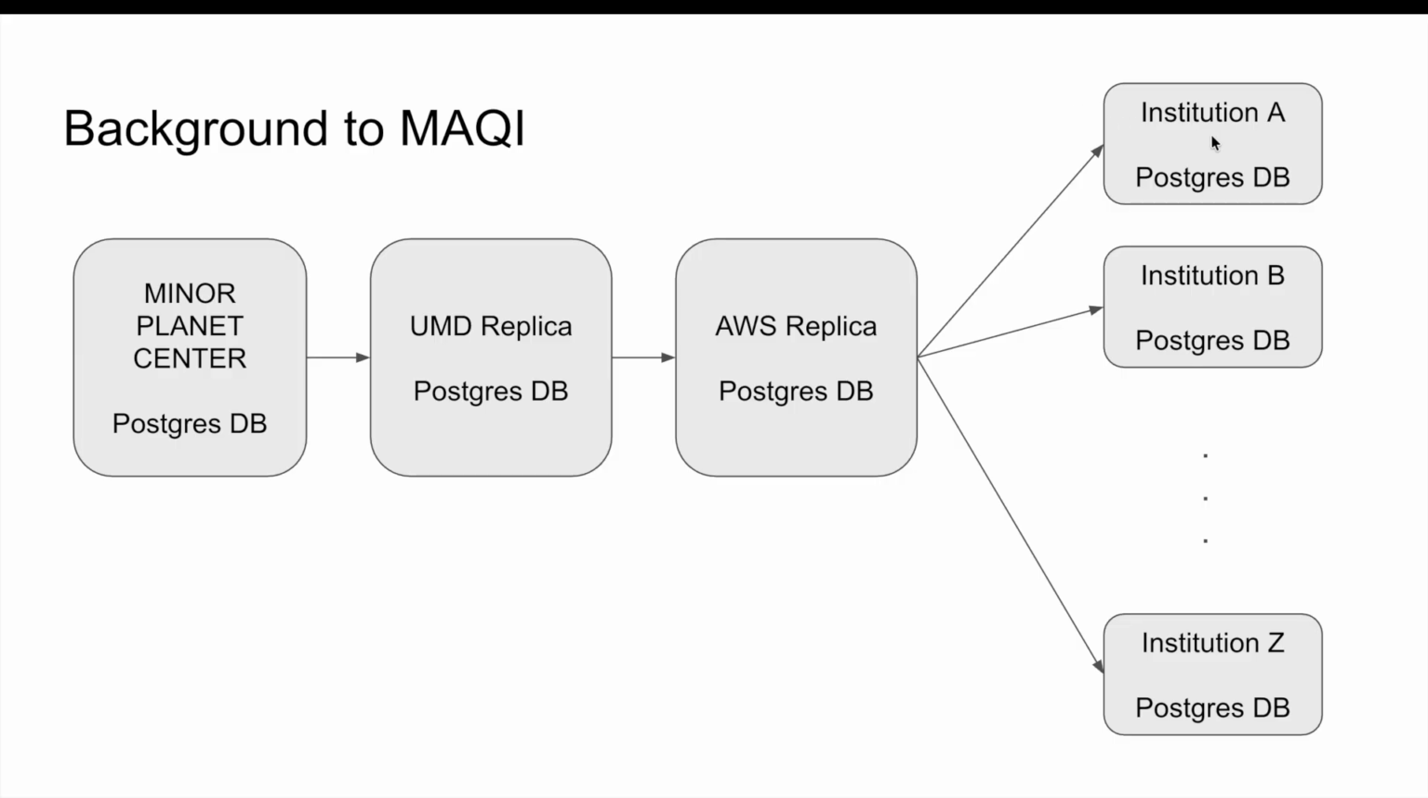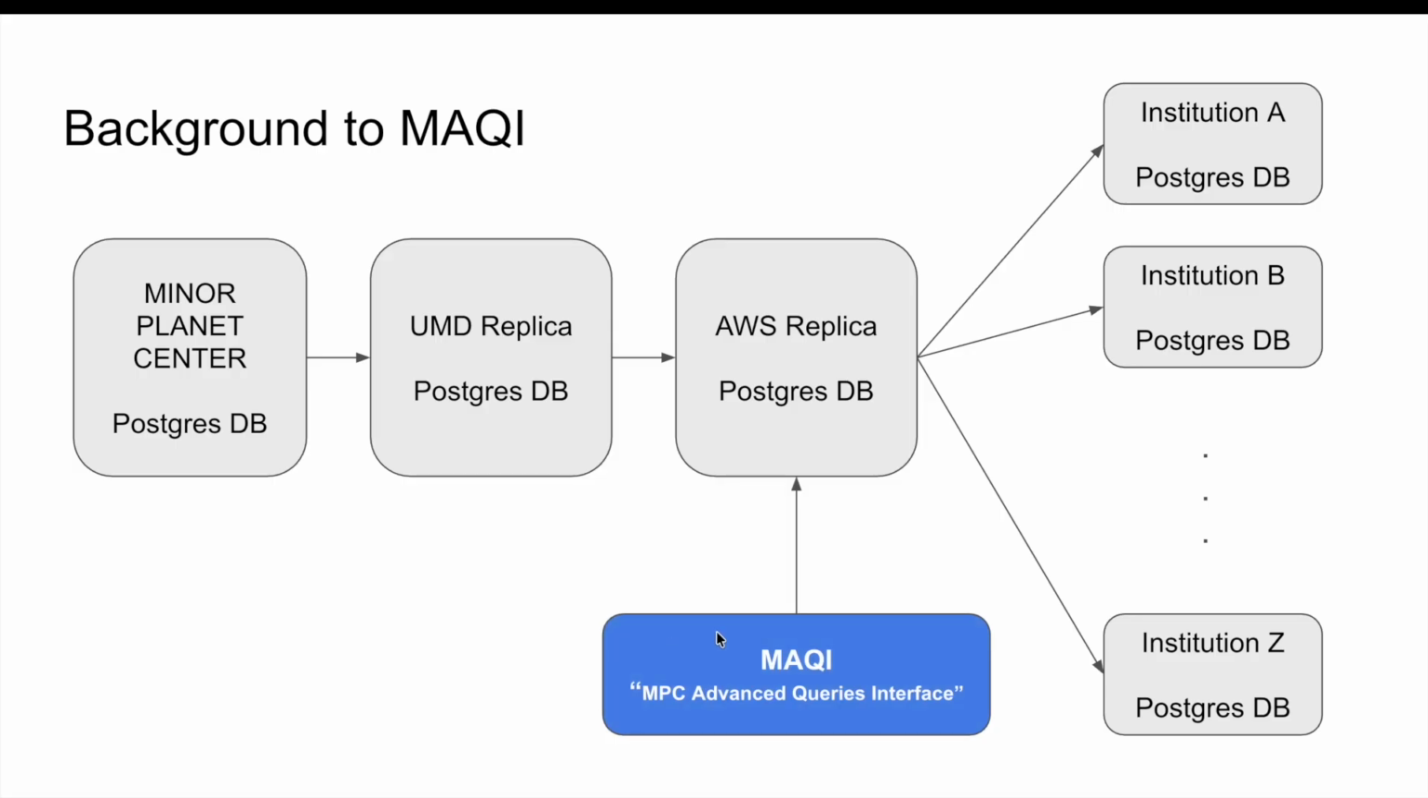At the moment, I think we're supporting about 10 different institutions who are all maintaining their own Postgres database, and maintaining such a database is not trivial. So we decided that we would create a website and a server which allows you to simply submit arbitrary SQL queries directly to our AWS replica. Hence the name MPC Advanced Queries Interface.